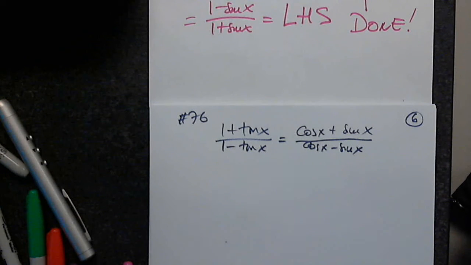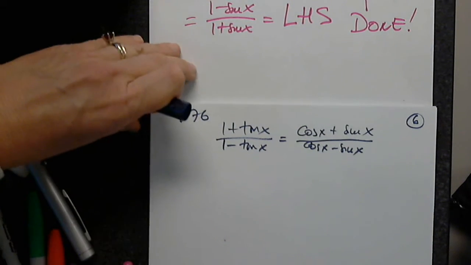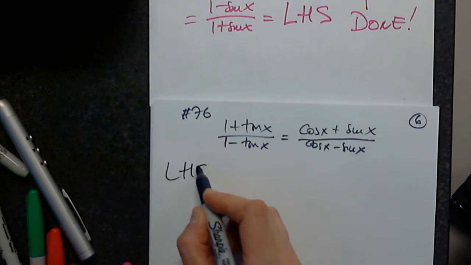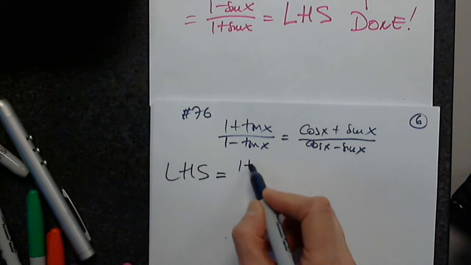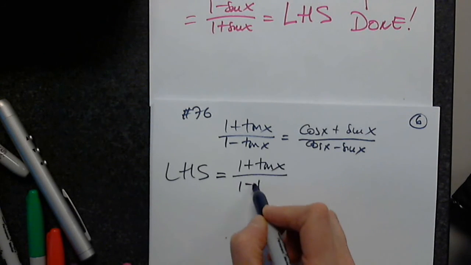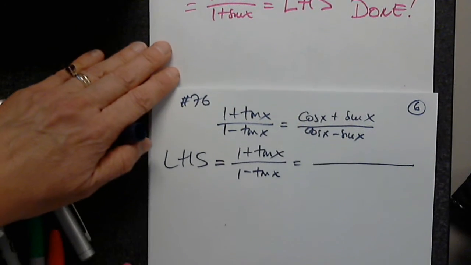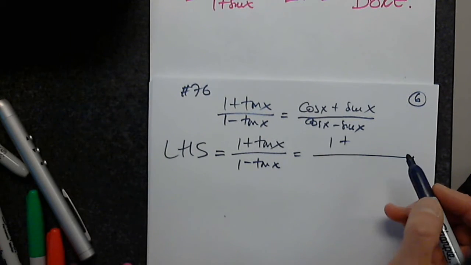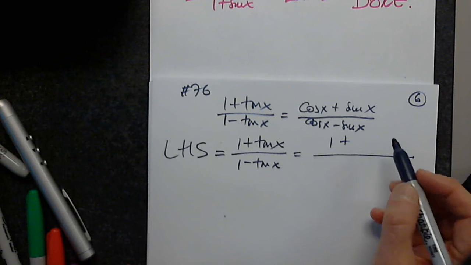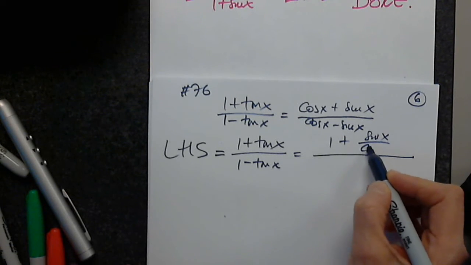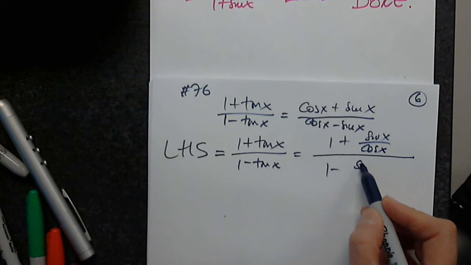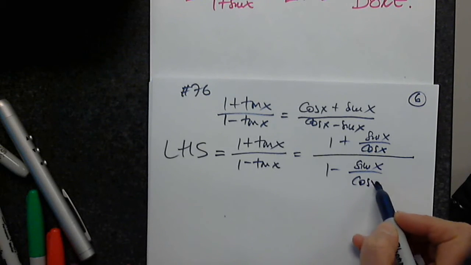Which of these two should be our starting point, though? Makes sense. So let's start with the left-hand side. I have to copy it: 1 plus tangent x over 1 minus tangent x. And then I will do 1 plus sine x over cosine x and 1 minus sine x over cosine x.